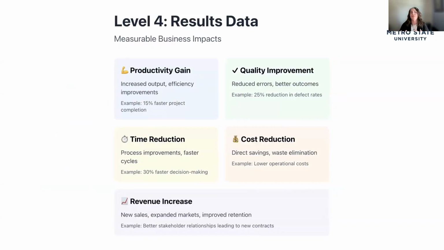So the kinds of benefits that generally happen are productivity gains. So you've got some kind of increased output, like 15% faster project completion. Quality, where your mistakes, your defect rates, go down. Time reduction, we can do things faster: decision making, faster order processing, faster scheduling, whatever that is. Cost reduction, which is direct savings or literally eliminating waste in our process, so our costs go down. And then revenue, and that, of course, is for the for-profit world. New sales, expanded markets, etc.